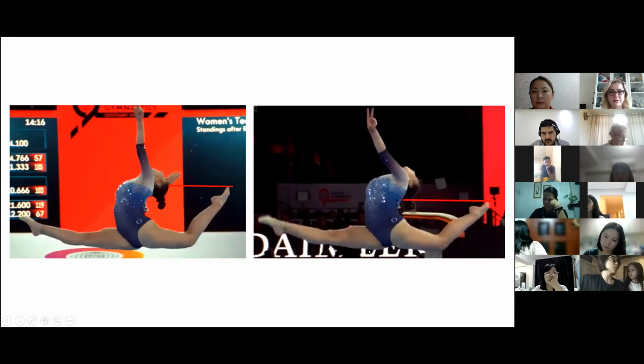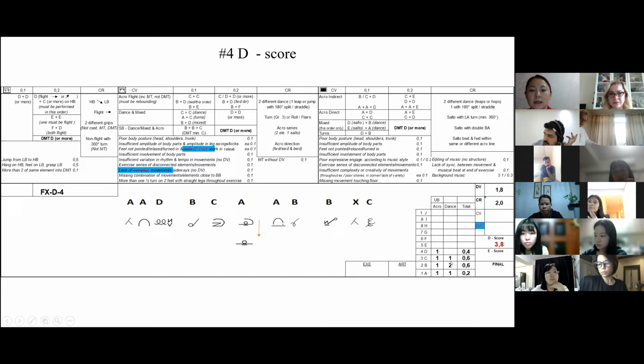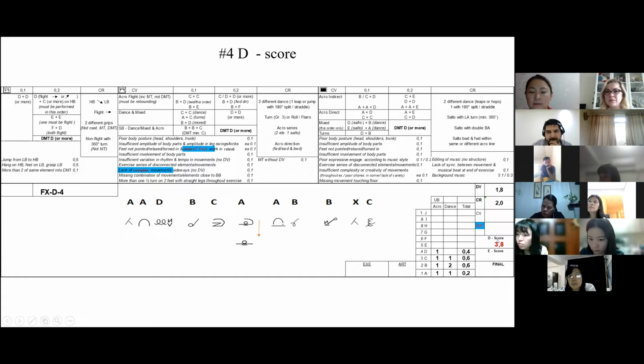Second jump. No, you see, it is below shoulder level. That's why only the A. We count acro 1D, 1C, 1B, 1A. Dance elements 1C, 2B, 1A. Difficulty value 1.8. All composition requirements. D score 3.8.